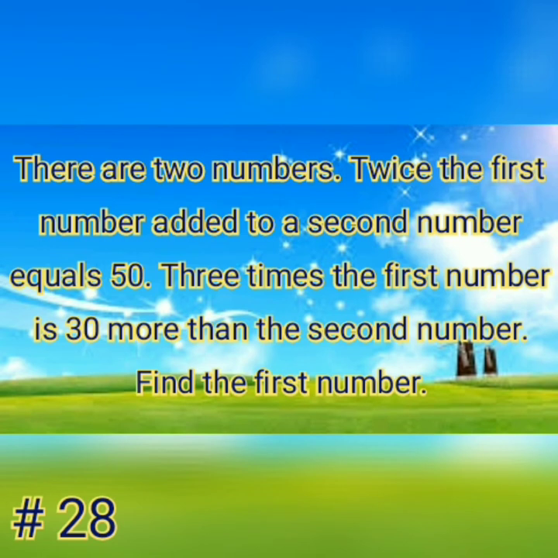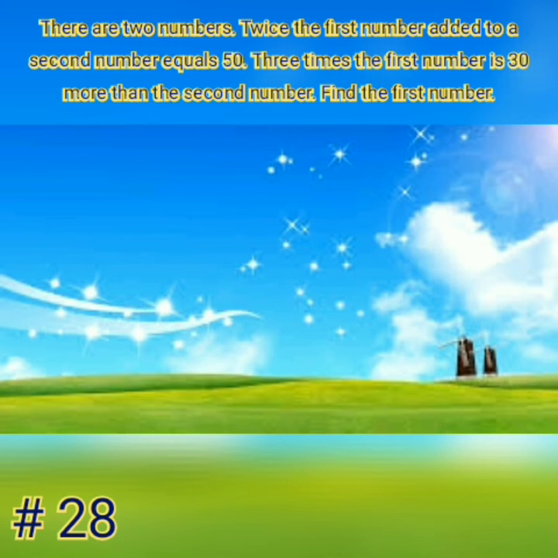There are two numbers. Twice the first number added to a second number equals 50. 3 times the first number is 30 more than the second number. Find the first number. Let x be the first number and y be the second number.